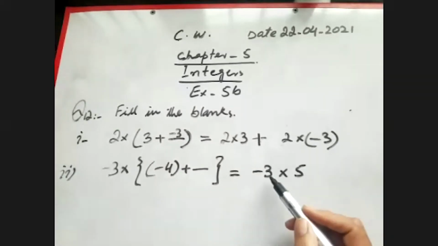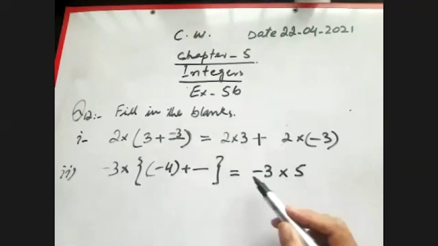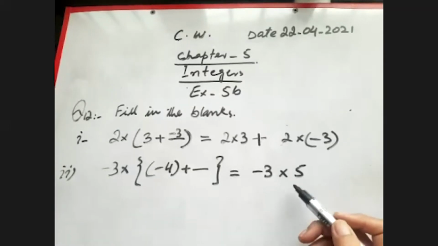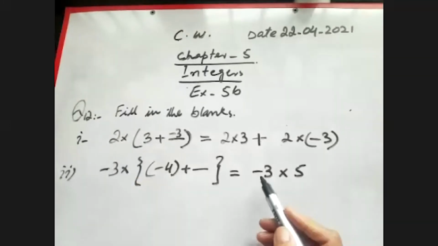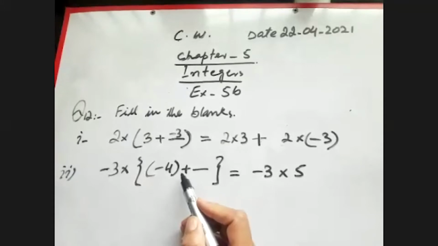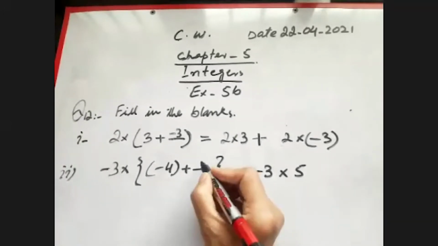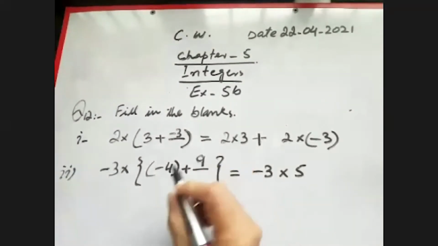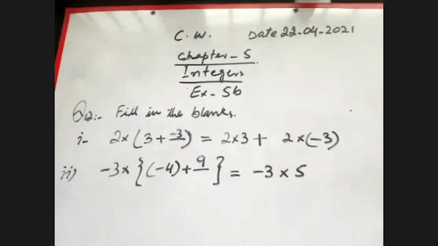If you solve this side, 3 multiplied by 5, 3 fives are 15. So negative sign times plus is minus, minus 15 is your answer. Look at the left hand side. So minus 3 is there, but here you must have 5, so that the answer is the same on both sides. So what should be added to minus 4 to get 5? The number is 9. Minus 4 plus 9 gives you 5. So both the sides are equal now.